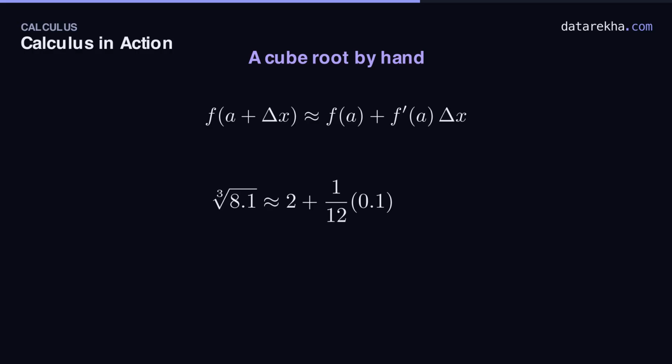Our step is 0.1. So the cube root of 8.1 is about 2 plus 1/12 of a tenth. 1/12 of a tenth is about 0.0083. Add it to 2 and we get 2.0083. The true value is 2.00830. We nailed 4 decimal places by hand.